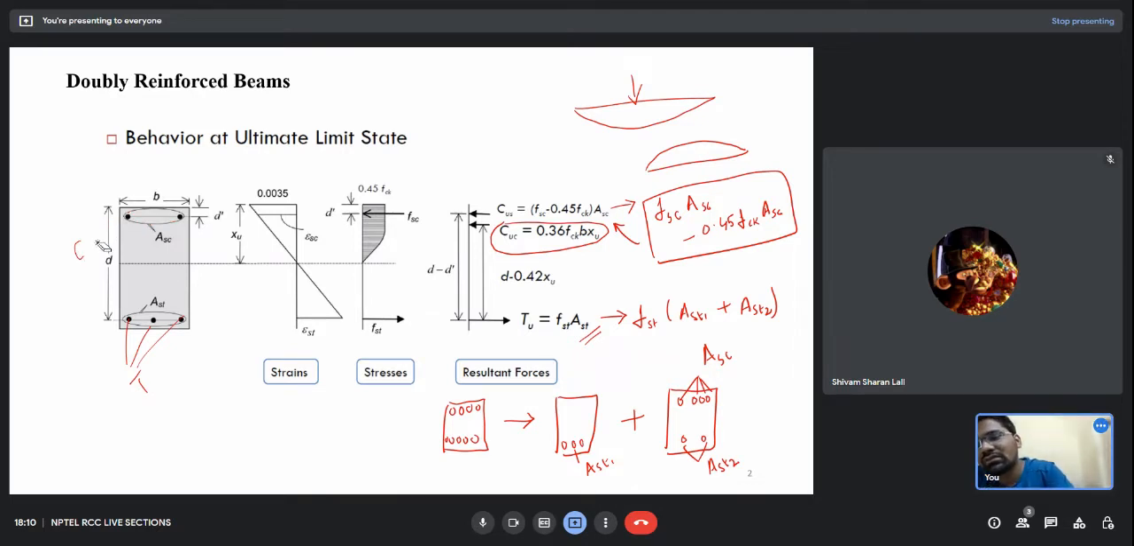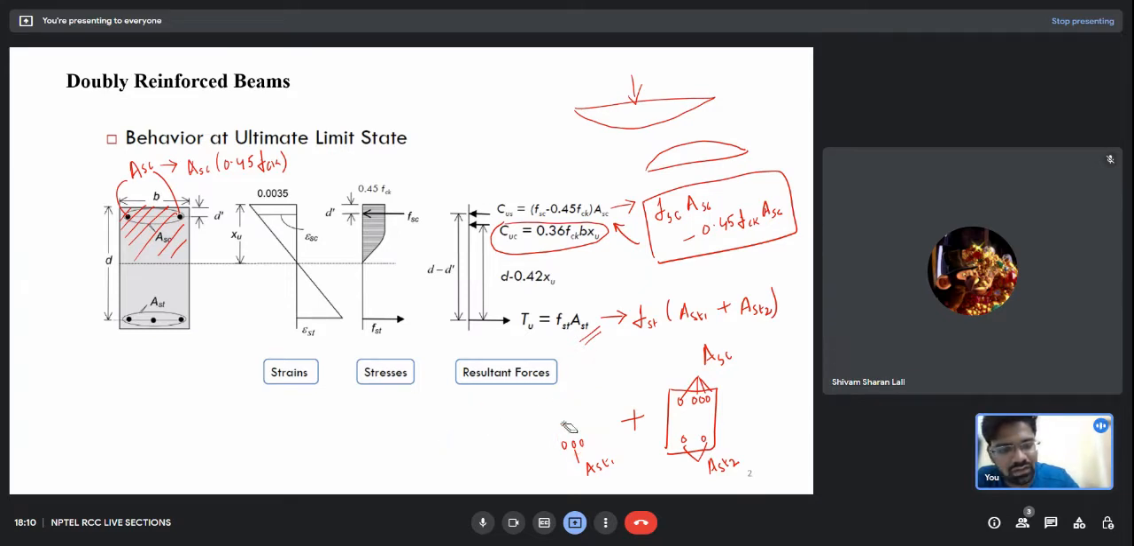Let me erase this. So Cuc is the compressive force in this part of the concrete. But now I am replacing a small area of this concrete with these two bars. I am removing a force which is of area Asc and which is of stress 0.45 fck. So I am removing this stress and replacing it by the stress in the steel. That's why I will have to remove this 0.45 fck. I hope this was clear to you. So this was about the stress profile and the strain profile of a doubly reinforced beam.